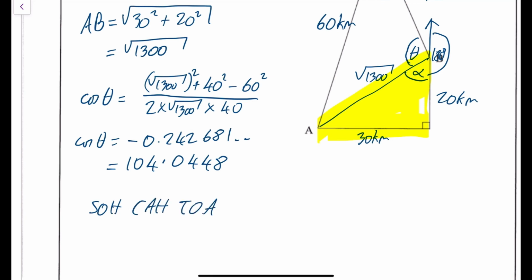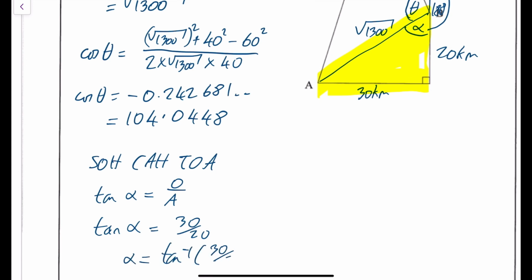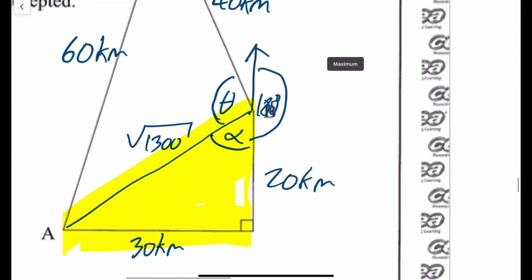And I've got my 30 is my opposite, my 20 is my adjacent, so I'm going to use tan of alpha is equal to my opposite over adjacent. So it is tan of alpha is equal to 30 over 20. So that means tan to the minus 1 of alpha is equal to tan to the minus 1 of 30 over 20. So whatever that works out to be, let's do that now. Tan to the minus 1 of 30 divided by 20. And that works out to be 56.3099.